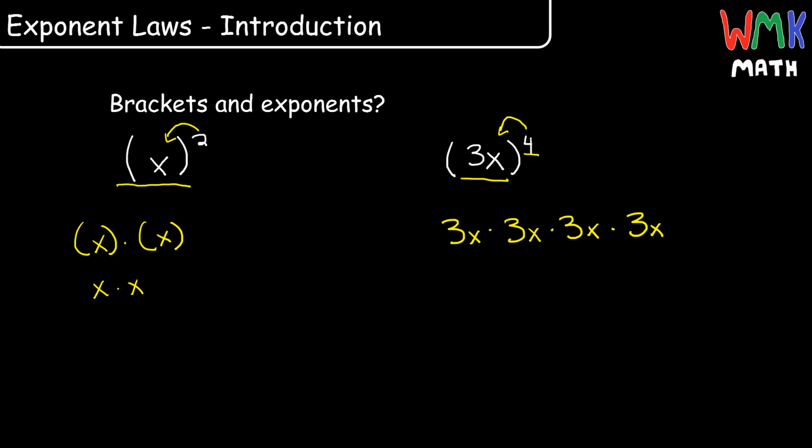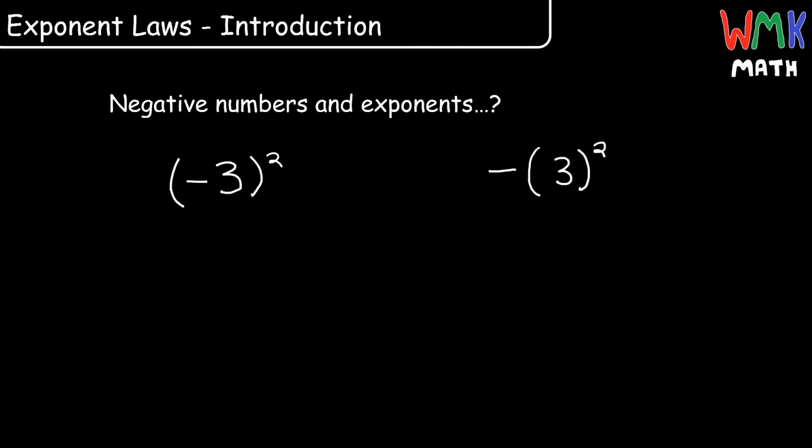Which brings us to one of the most important points and confusions about brackets and exponents, and that is dealing with negative numbers. Now let's take a look at these two examples very carefully. On the first one, we have open bracket, -3, close bracket to the 2. On the second thing, we have the negative on the outside, open bracket, 3, close bracket to the 2. Do they actually have the same answer? Absolutely not. And here's the reason.